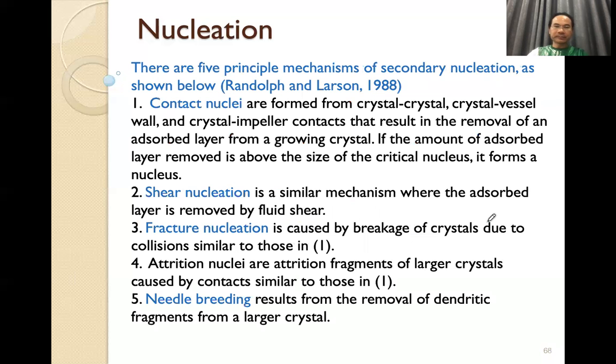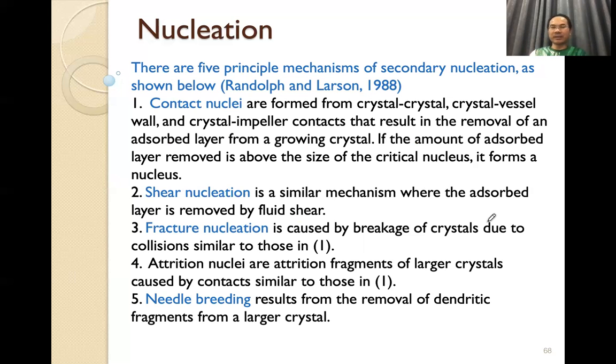Okay. Next, we separate nucleation into primary nucleation and secondary nucleation. For secondary nucleation, there are at least five principal mechanisms. The first is contact nucleation. Contact nucleation means in the solution we have supersaturated solution and crystals. If the crystallization proceeds, solute in the liquid phase moves to the solid phase by mass transfer.